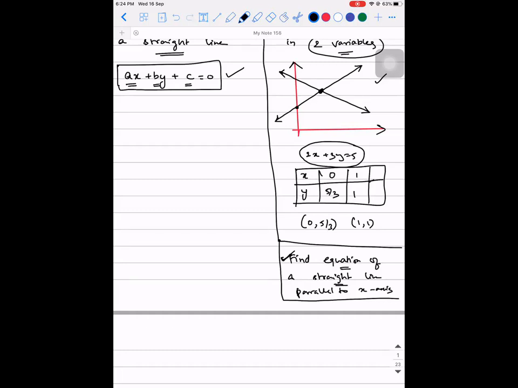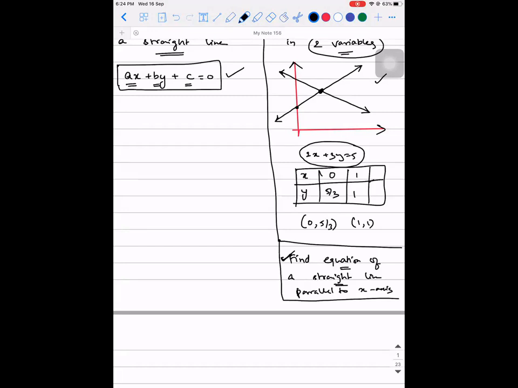Or I can put a question like this: find the equation of a straight line which is parallel to the y-axis. Or find the equation of a straight line which is passing through the origin and making an angle of 45 degrees with the x-axis. You're able to understand? I'm giving you different conditions for which you are expected to frame the equation of a straight line. So you can ask me, is it possible?